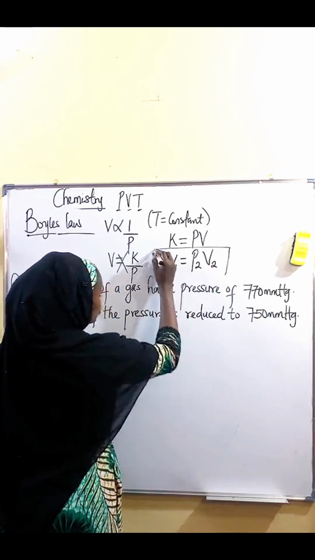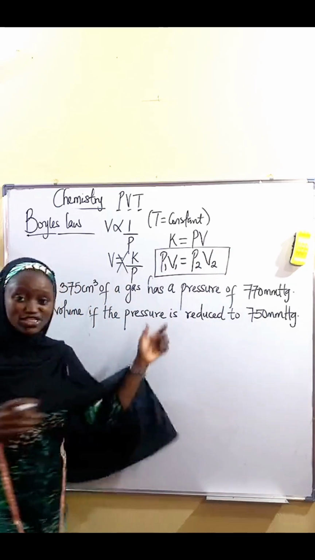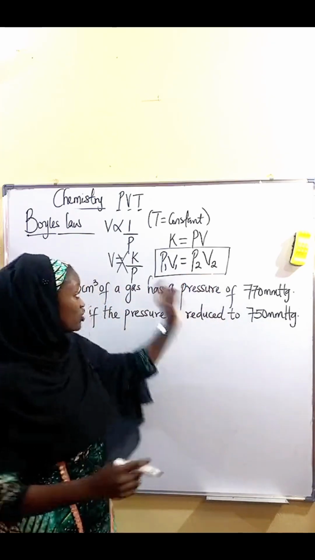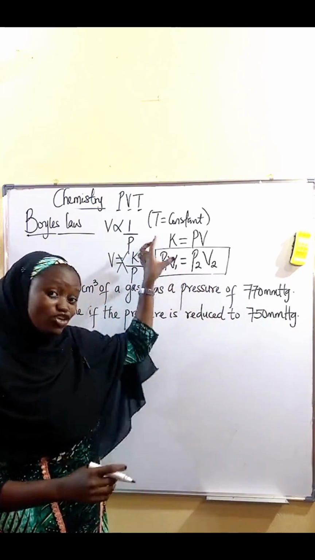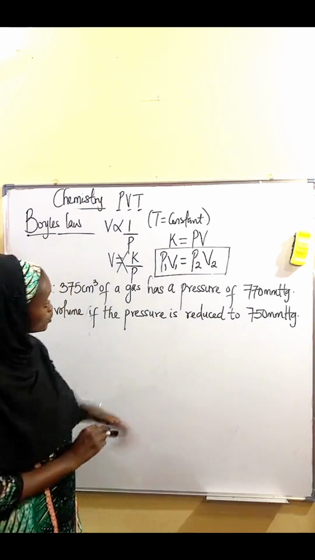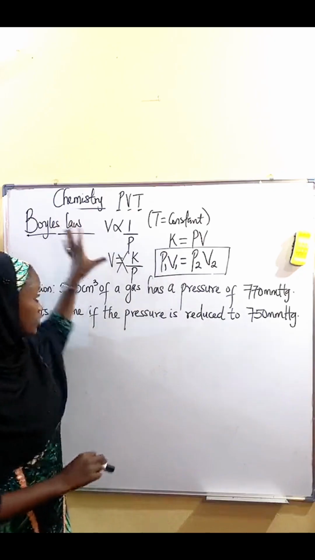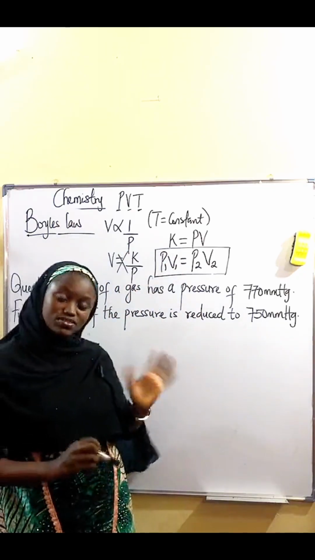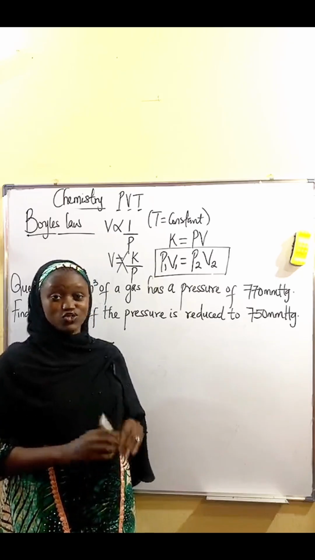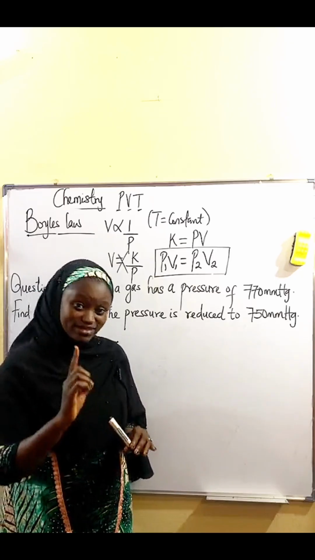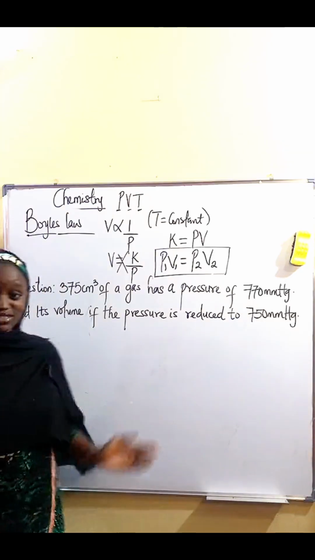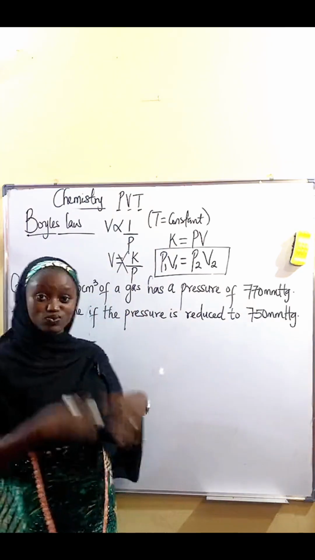Once you know this relationship, for any question given under Boyle's law, you just use it to find any of the unknowns in the question. It's just as simple as that. So that is the relationship for Boyle's law. Boyle's law states that the volume of a given mass of a gas is inversely proportional to its pressure, provided the temperature is constant. As I promised, after stating each law, we solve an example.